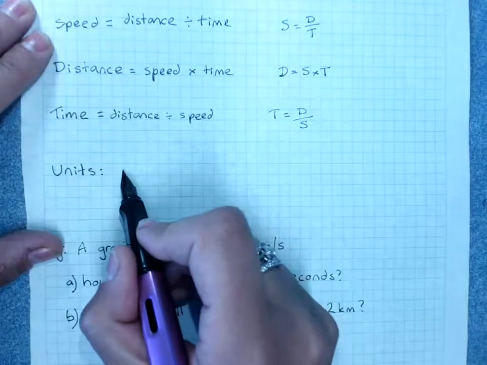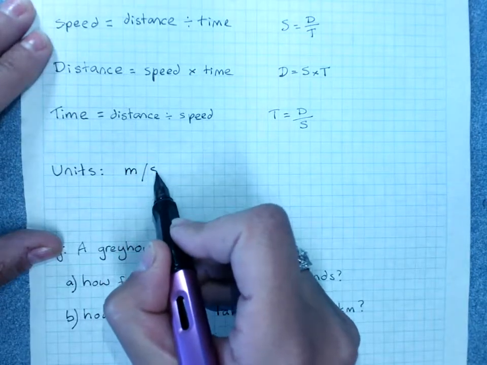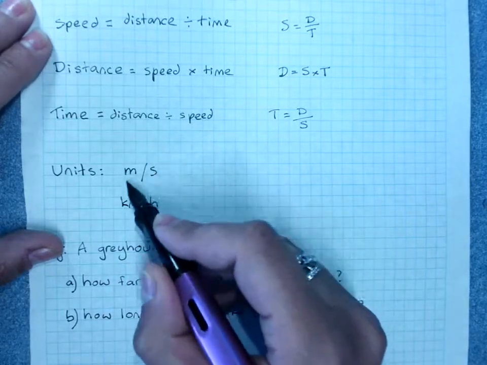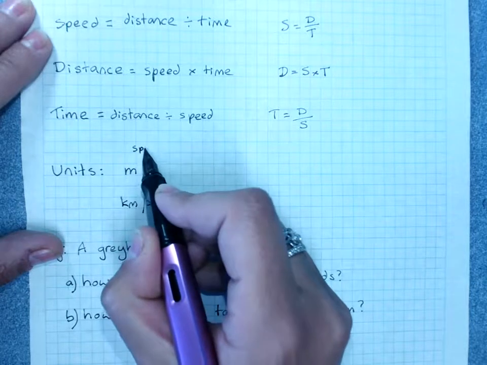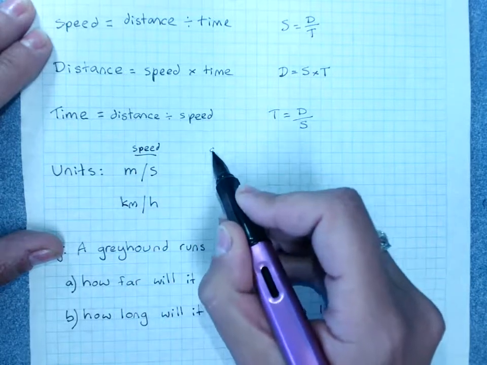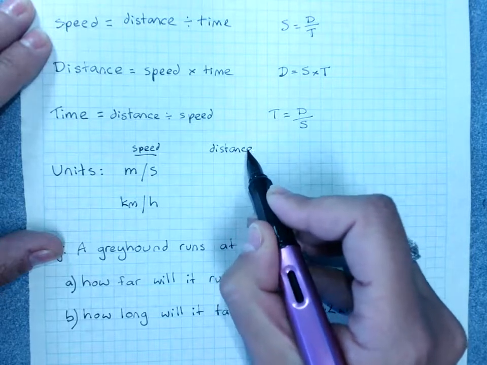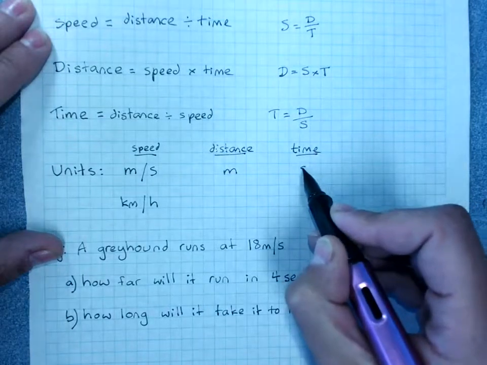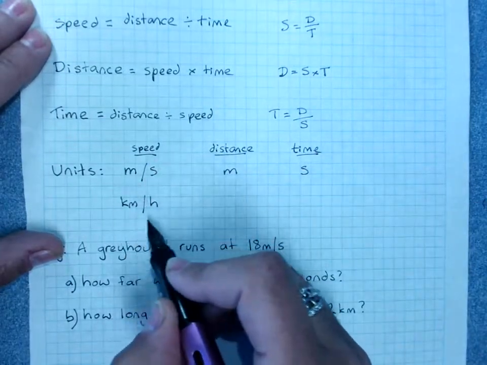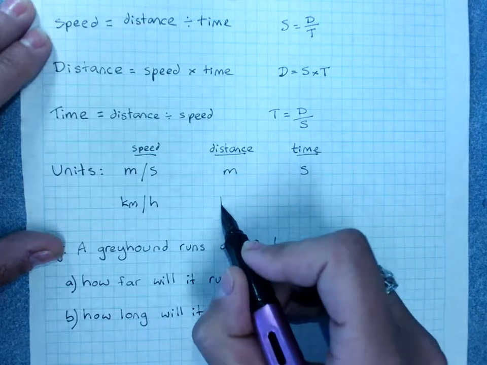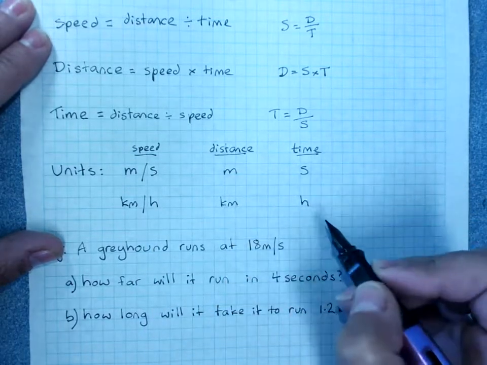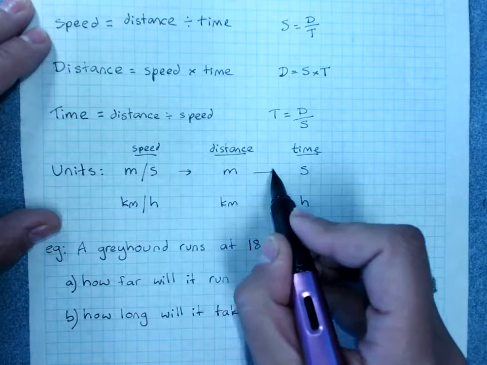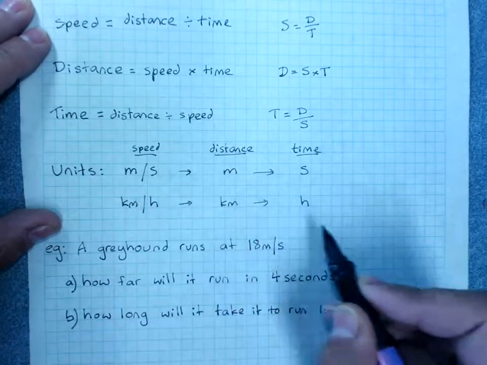Now the units are either meters per second or kilometers per hour. So if it's meters per second for speed, then distance would be in meters and time would be in seconds. But if it's kilometers per hour for speed, then distance has to be in kilometers and time has to be in hours. So sometimes we'd have to convert, but we need to know that it's in either of these sets.